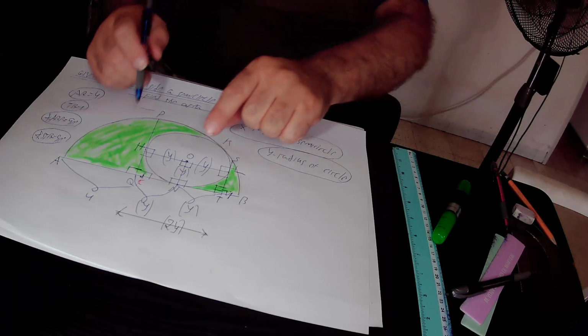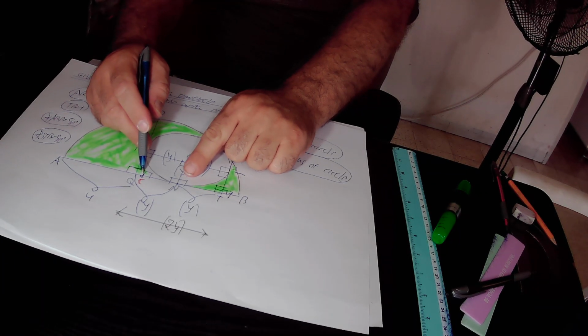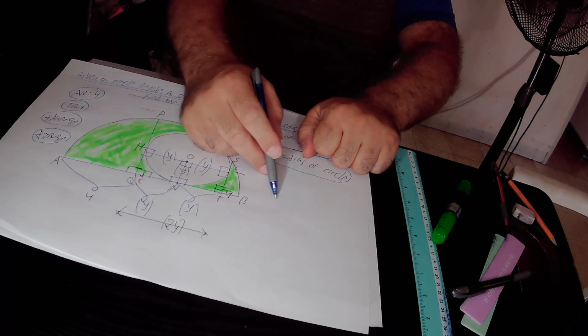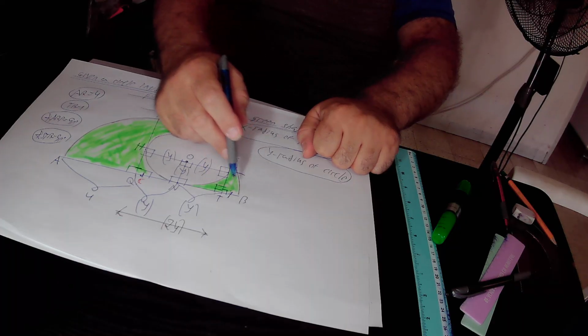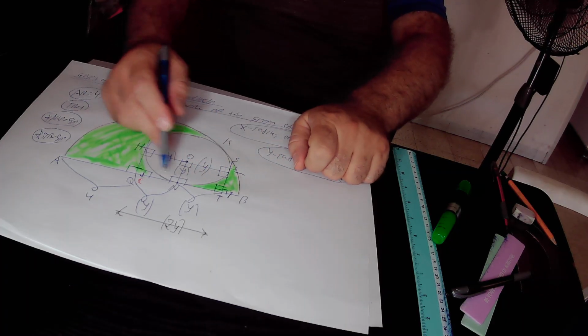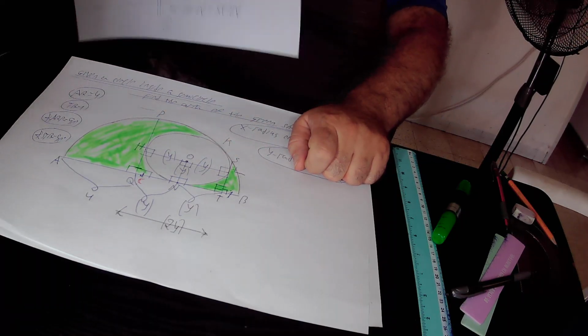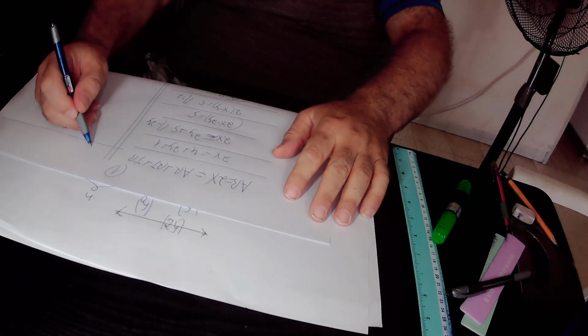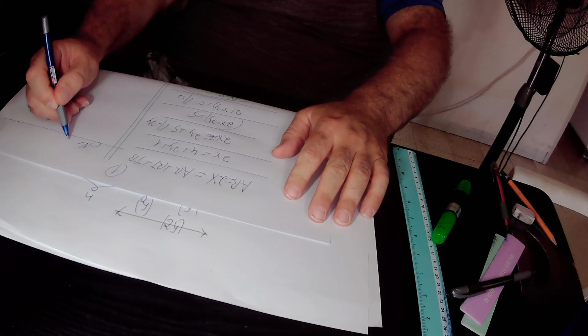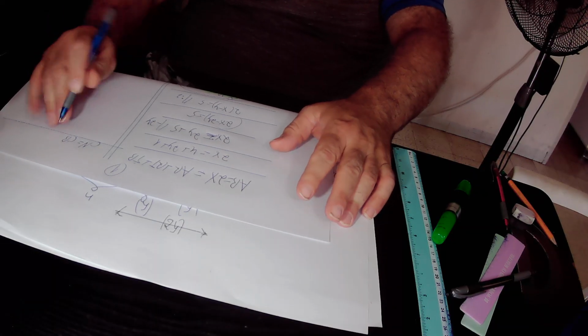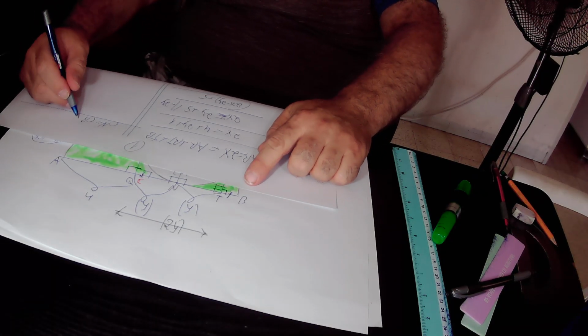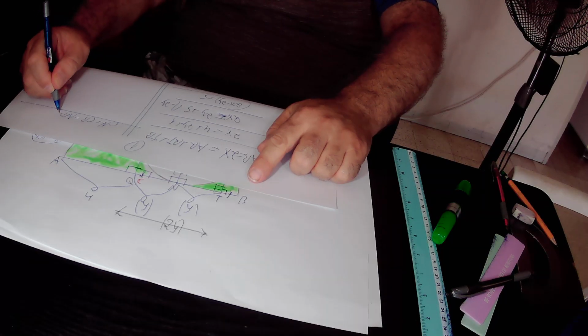What is the length of this short line segment CN? From the drawing it is very easy to see that CN in total equals CB minus NT minus TB. So I write it down: CN in total equals CB minus NT minus TB.